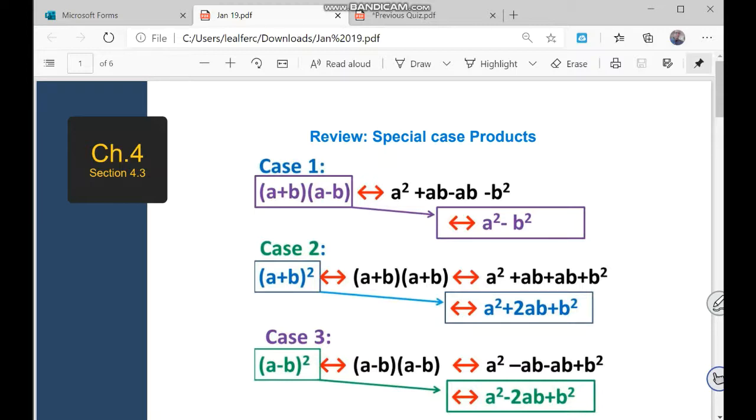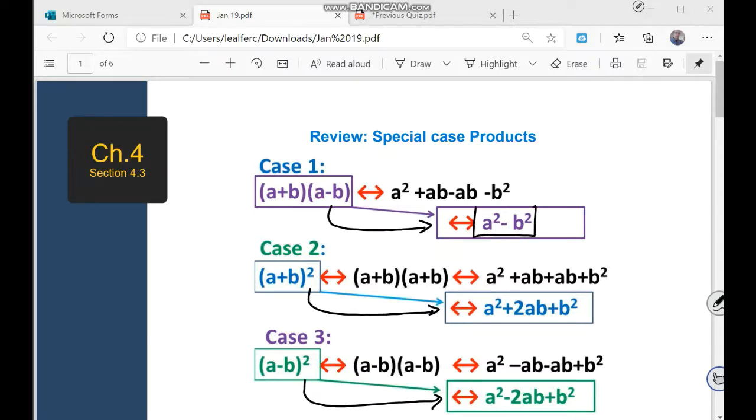You can find the answer straight away, because they are special cases and they are always going to be like this. The first case, a squared minus b squared. The second case, a squared plus 2ab plus b squared. And the third case, a squared minus 2ab plus b squared.